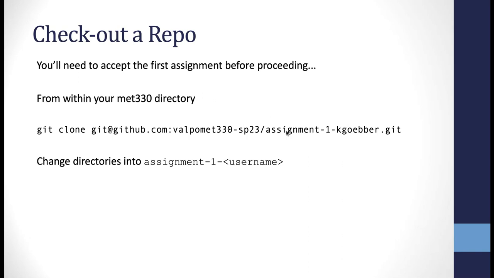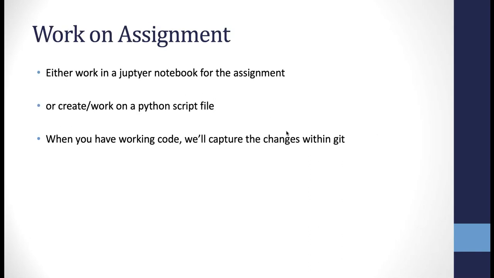From there, we'd want to change into that directory so it's ready to go for the additional steps. But before doing anything else, we'd potentially want to work on our assignment, and we would need to either work in our Jupyter notebook for that assignment or create or work on a Python script. And once we've got working code that we want to capture and save in this more fail-safe way, that's when we're going to want to capture these changes and use the other three commands in Git to store our file up on the internet.